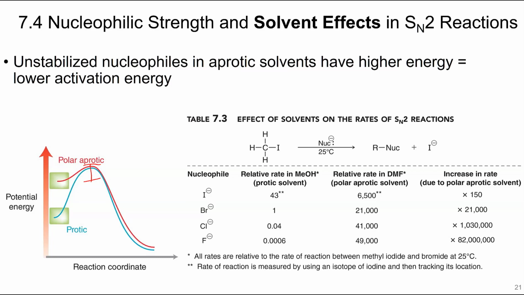So we can look at the different effects of solvents on the right here. If you have an I- nucleophile in methanol, which is polar protic, that is something like 43. If you change that to DMF, which is your polar aprotic solvent, that increases the reaction rate to 6,500, or about 150 times. For F- as your nucleophile, this is very, very slow because the F can hydrogen bond in methanol. But if you do it in a polar aprotic solvent, that increases the speed of the reaction by 82 million times. So it is very important to use the right solvent to do your SN2 reactions.